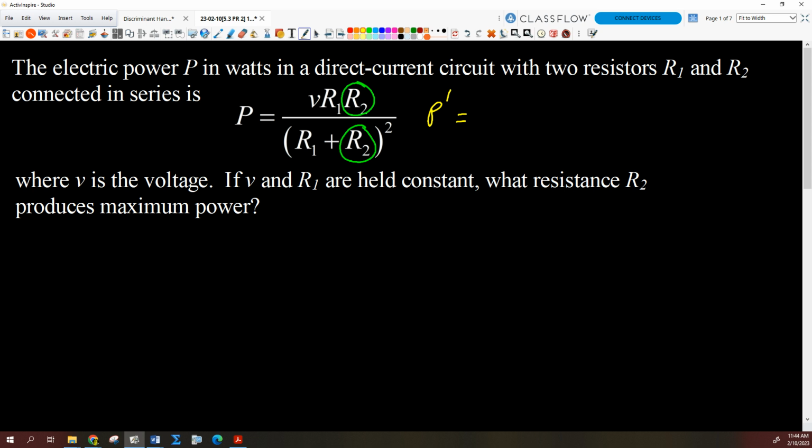What's quotient rule? Low d high minus high d low. Okay, so low is going to give us (R1 plus R2) squared. d high is what? V R1. Everybody see that? Okay. Minus high d low. Yikes, what's d low?